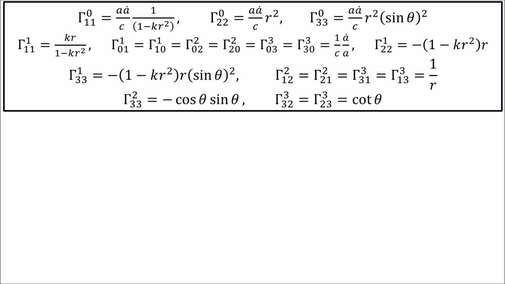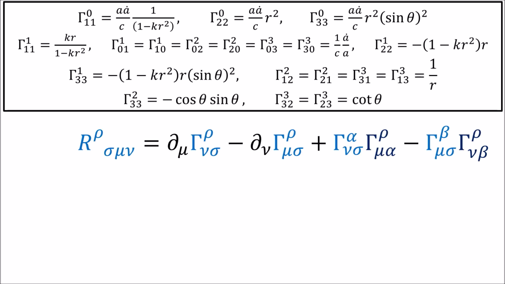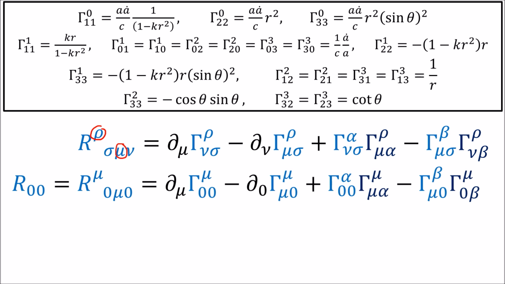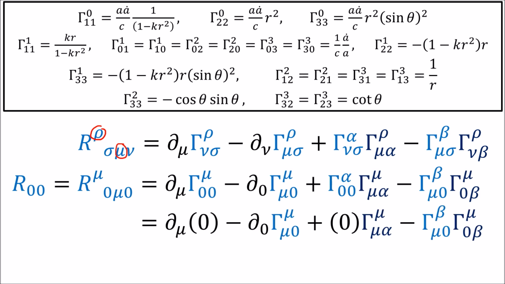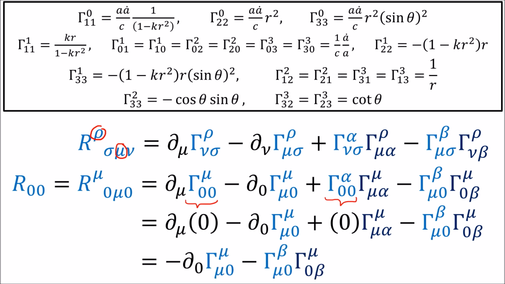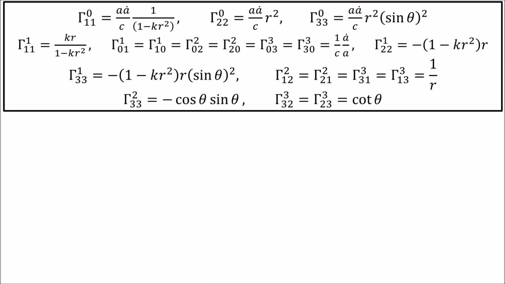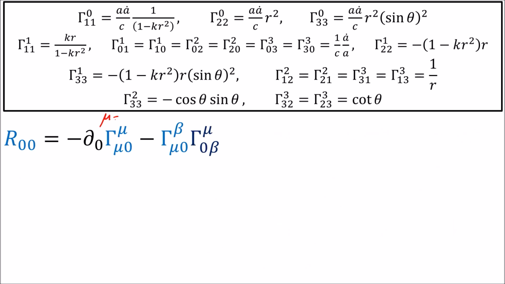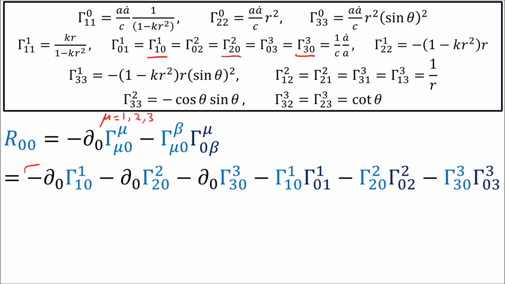Now that we have all the connection coefficients, it's time to calculate the Ricci tensor components. The Ricci tensor components are just the Riemann tensor components, where we sum the upper index with the lower middle index. Let's start with R00. Thankfully, 2 of the connection coefficients go to 0 right away. We're left with a bunch of summations in the remaining terms. For the first summation, mu can be set to 1, 2, or 3 to give non-zero terms, since the mu equals 0 term ends up going to 0.